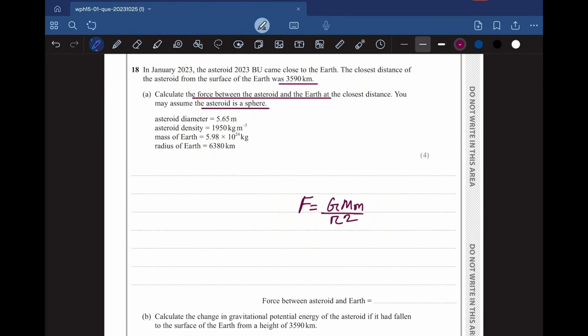Now to figure out the force, we know force is equal to G. The G value is 6.67 into 10 to the power minus 11 multiplied by the bigger mass. The bigger mass is the mass of the earth, which is 5.98 into 10 to the power 24, multiplied by the mass of the asteroid. Now we don't have the mass of the asteroid. Let's write the radius. Let's write the r. So basically this is the r squared. Now the question arises, which r are we going to actually take?